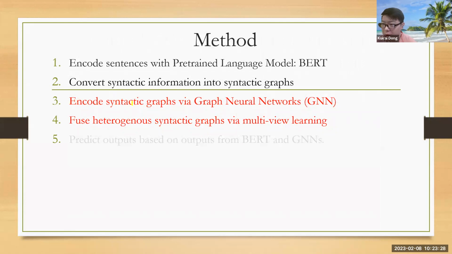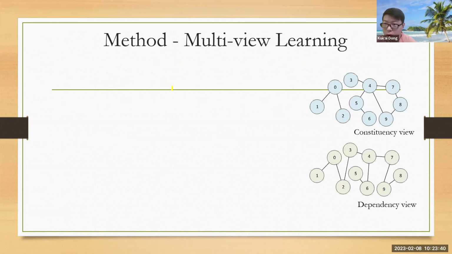So the next step is to encode the syntactic graph with GNN and also fuse the heterogeneous syntactic graphs via multi-view learning. You may wonder, what is multi-view learning? Multi-view learning is something like this.